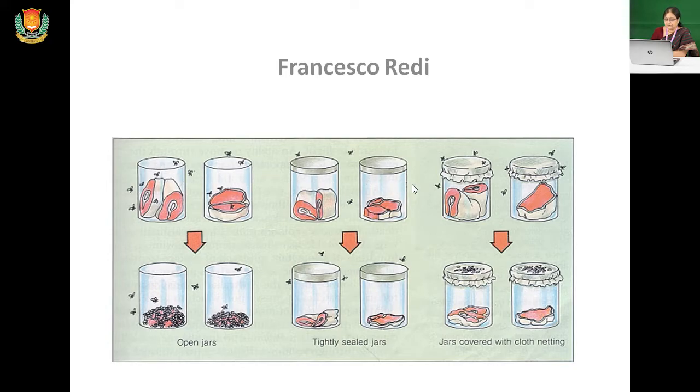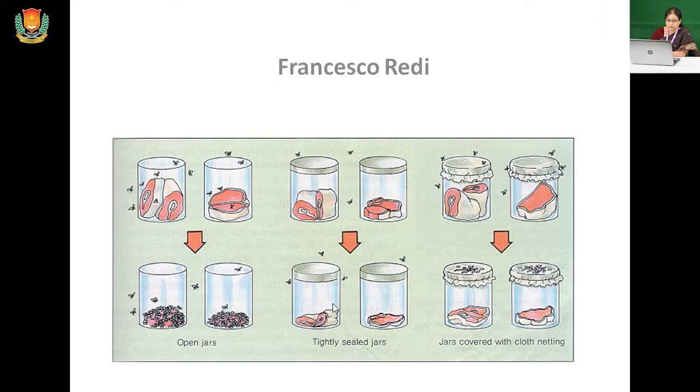Right, after that, what happened? Some of the flies, after covering it, settled on the covering surface. When we go with the open jars, you can see here a lot of flies present, which are going for the reduction of the substratum. Here the substratum is meat. After that, again, we have three parallel sets of experiments over here, right?